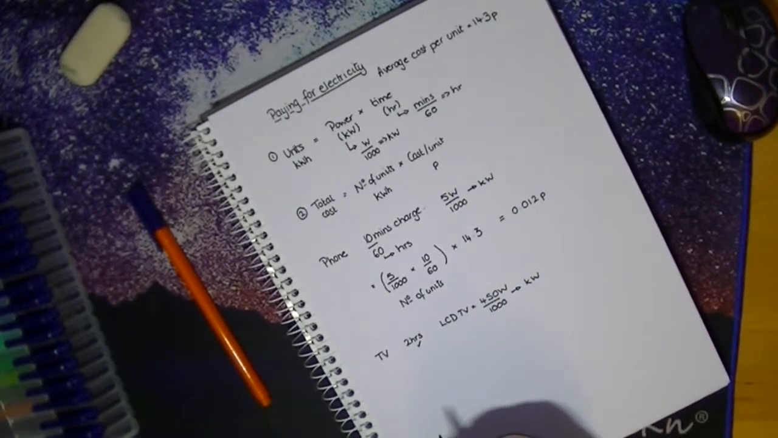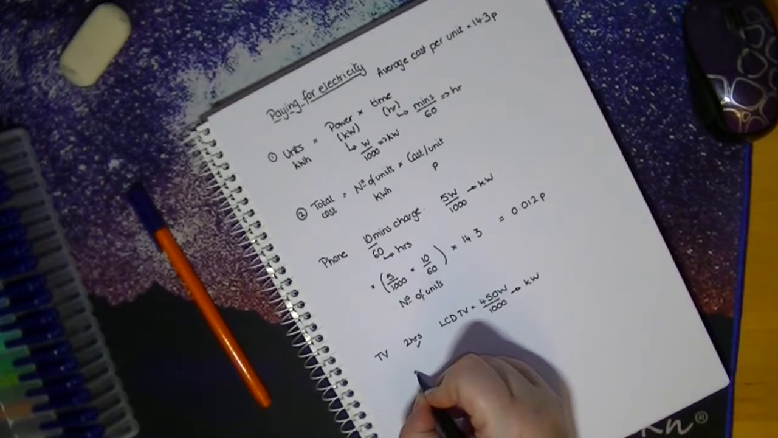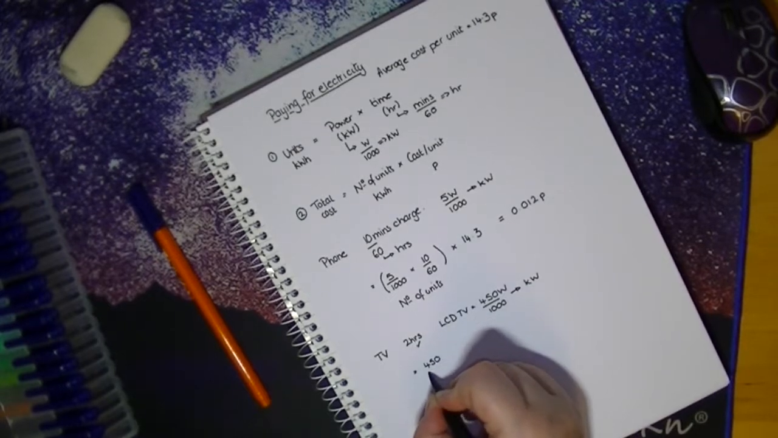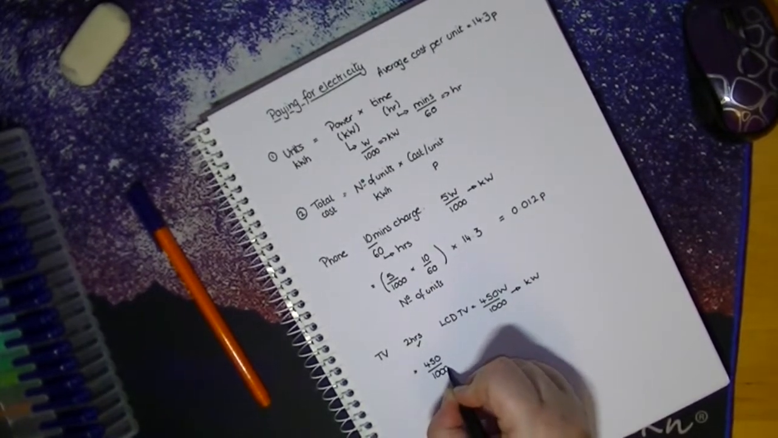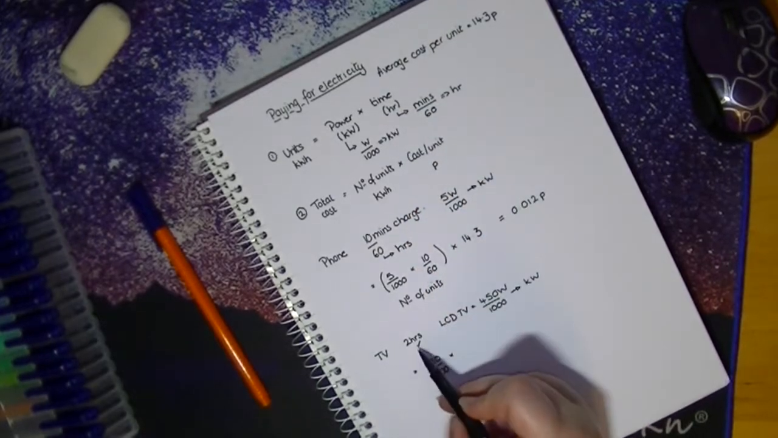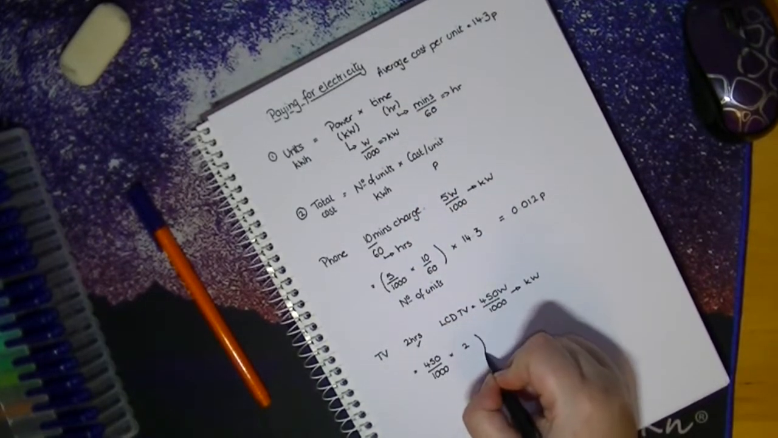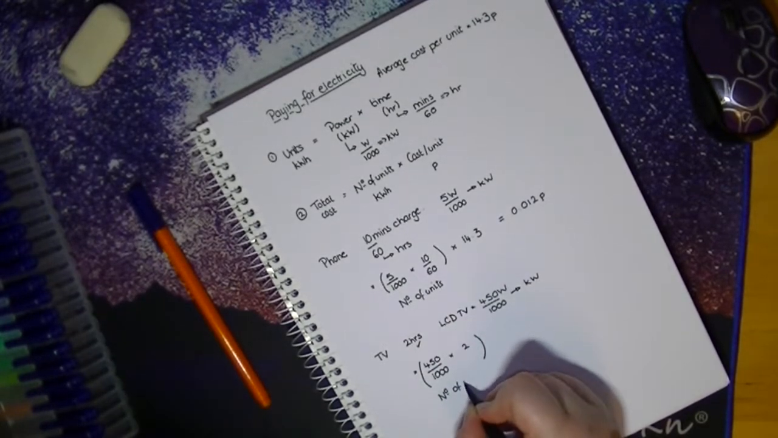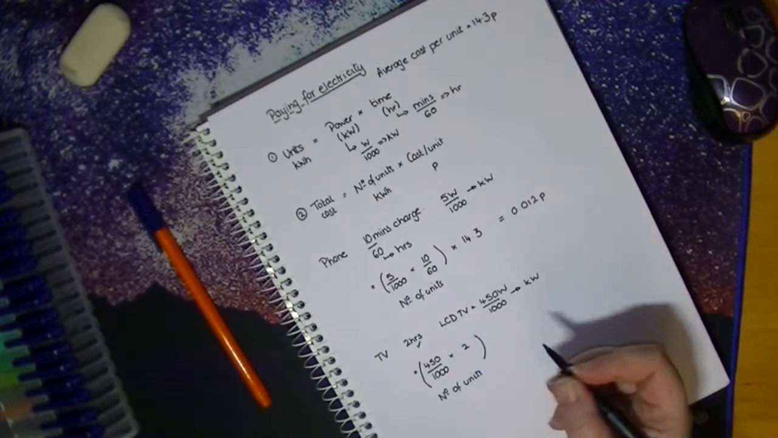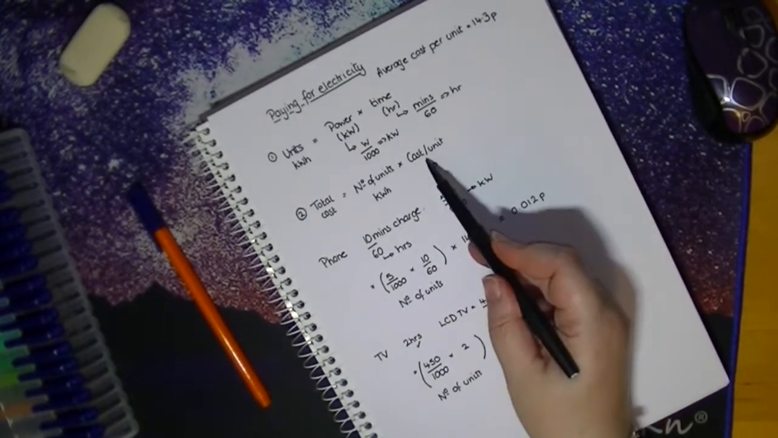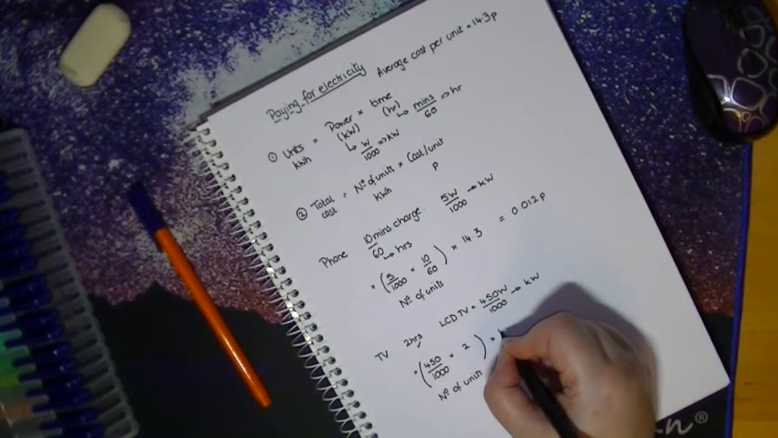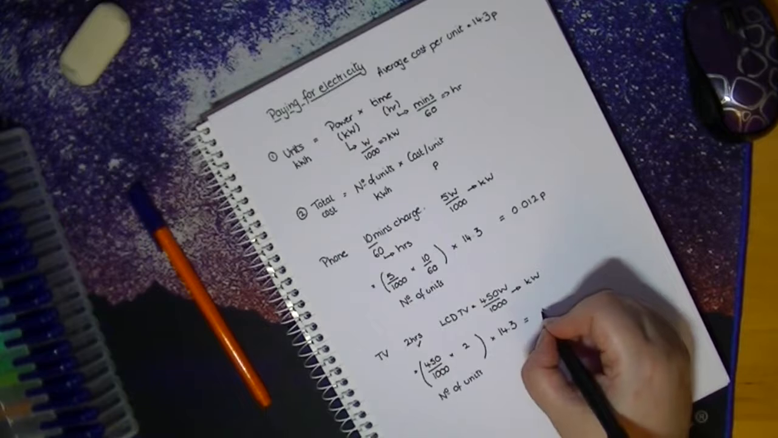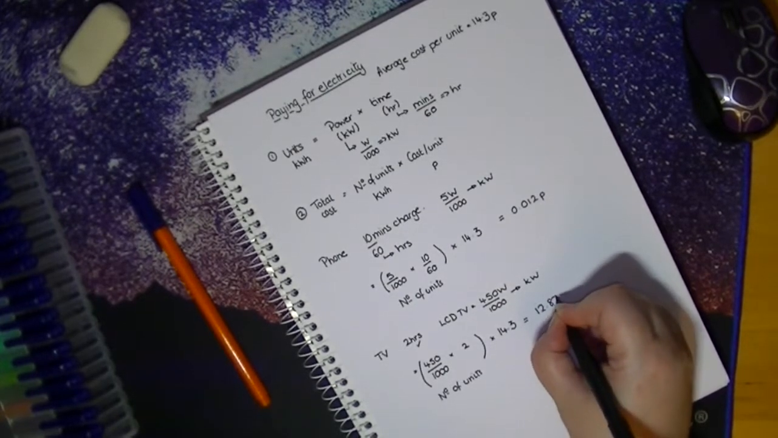So this time my calculation. Power, 450 over 1000. Multiplied by the time in hours, which is 2. Again, that will give me my number of units. My one-step calculation, number of units times cost per unit, so times 14.3. That will then give me a total of 12.87 pence.